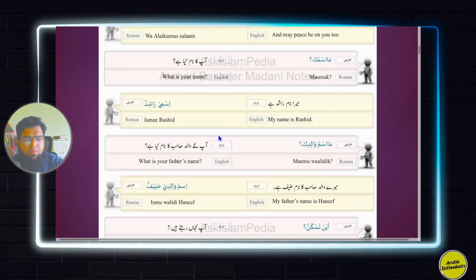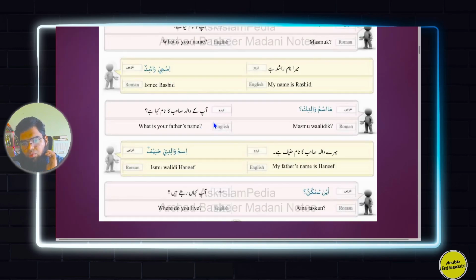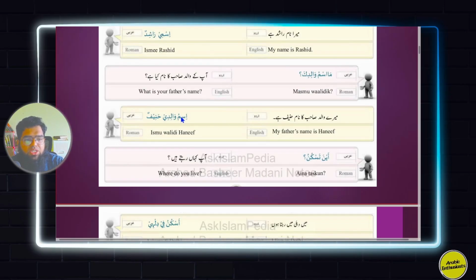Ismi Rashid. My name is Rashid. Ismi, see again, Ismi, my name. Ismi Rashid. Masmu walidik. What's your father's name? Ismu, name. Walidik, father's name. Ismu walidi Hanif. The name of my father is Hanif.